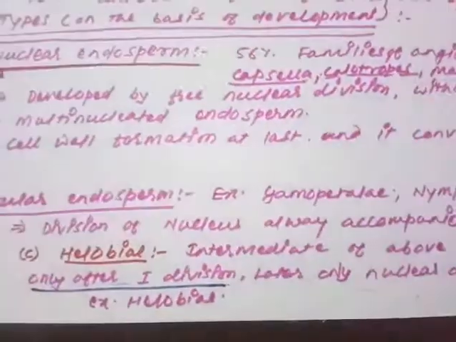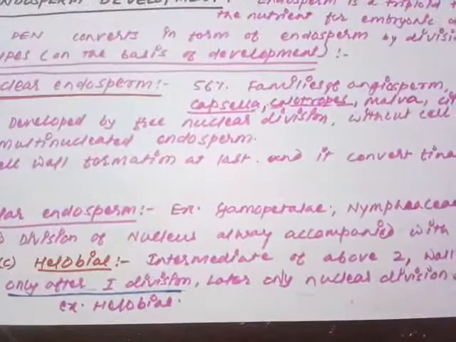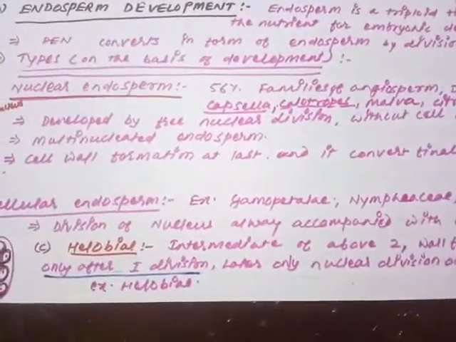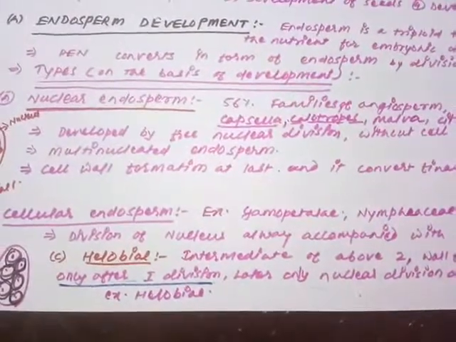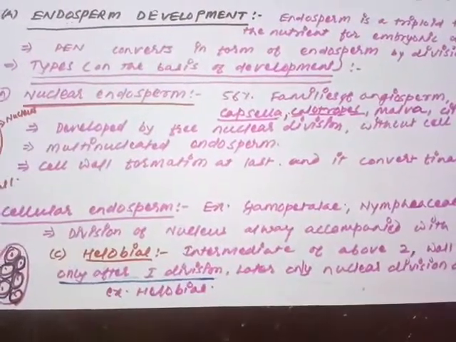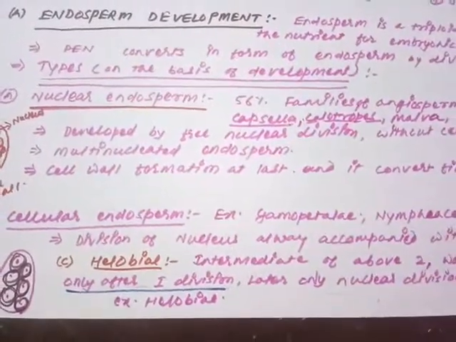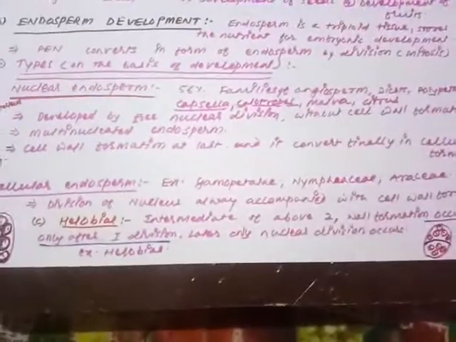Now the third type of endosperm based on the developmental pattern is called the helobial endosperm. This is helobial endosperm. Helobial endosperm is the property of the order Helobiae. Helobial endosperm is a kind of intermediate stage between the above two. Intermediate stage between the above two means what?